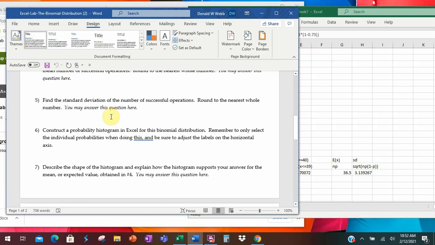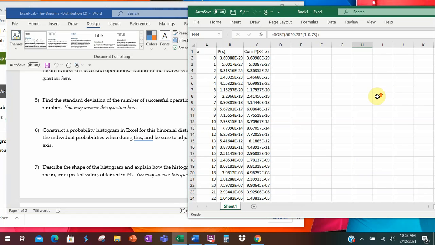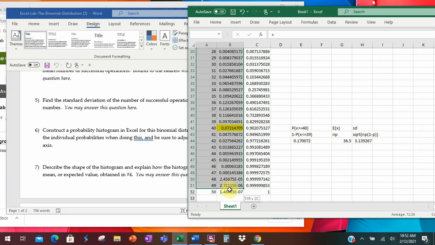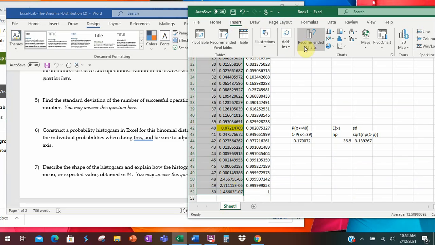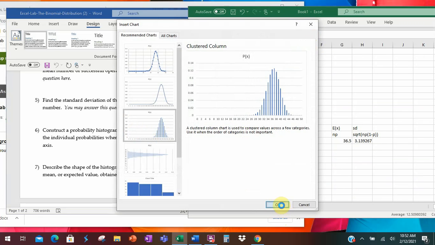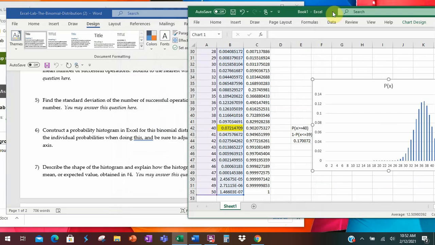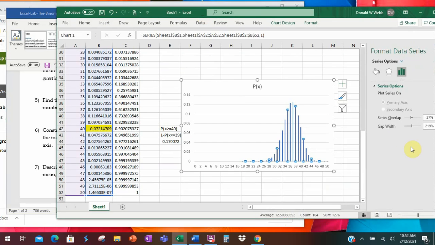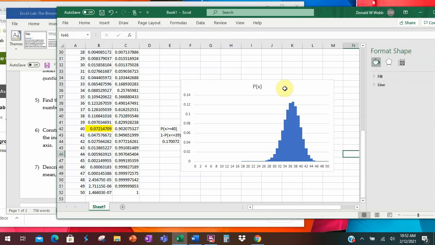So we did the standard deviation, and now construct a probability histogram. So it says make sure you just do the individual probabilities. So I'm just going to select these 2 columns all the way through. And then if I insert my recommended charts, I'm going to select this one because this looks really nice for probability distributions. And if I wanted to, I could format my data series, and you should, doing a histogram. That kind of butts those things up together.